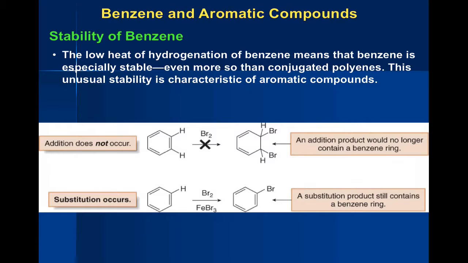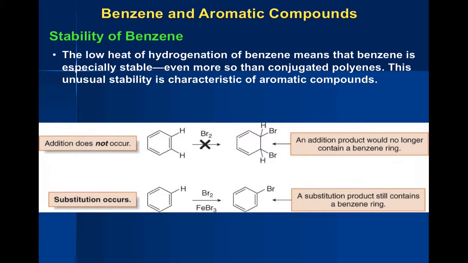Now, we have learned that benzene doesn't like to do addition chemistry, just like we saw for an alkene. However, benzene is reactive. It does do some chemistry. So for example, if I take benzene and I take bromine in the presence of iron tribromide as a catalyst, I do some chemistry. What chemistry am I doing? Substitution. What am I substituting? All right, I'm going to substitute and take off a hydrogen and put on a bromine, right?